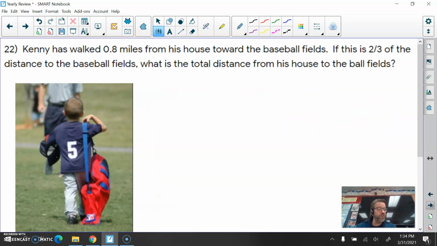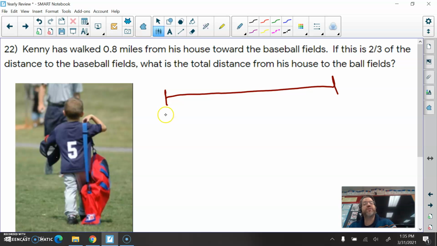And one last question, number 22. Kenny has walked 0.8 miles from his house toward the baseball fields. If this is 2/3 of the distance to the baseball fields, what is the total distance from his house to the ball fields? The easiest way to do this problem would be to make kind of like a little line here, like a number line almost.